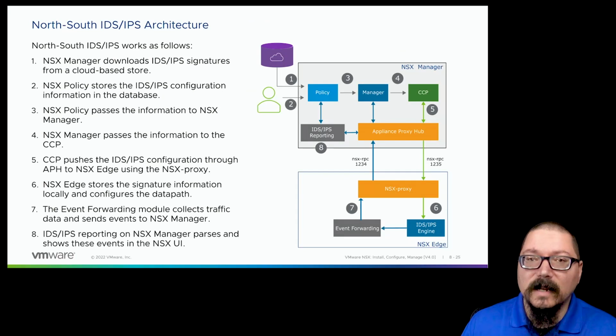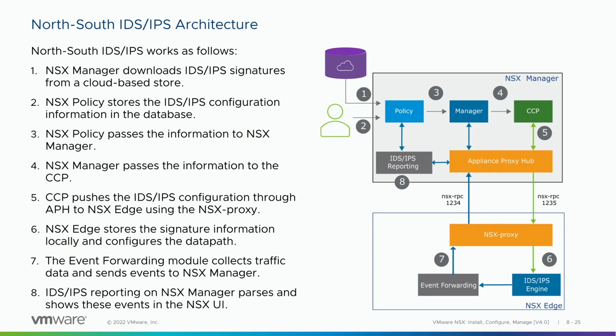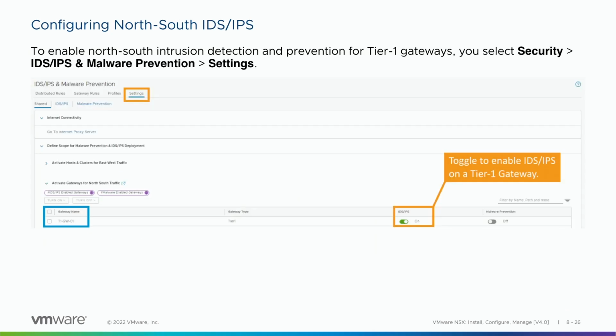Now, the architecture here is, well, it's a little bit different. There is a dedicated IDS/IPS engine that runs in the data plane of the edge transport node, and so that's what's going to be programmed by the central control plane as we are building out our IDS/IPS policies and publishing our rules and so on. And then there's an event forwarder on the edge node that will forward event data, right? IDS/IPS event data back to NSX Manager where we can go look at it.